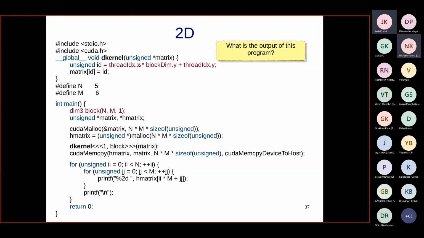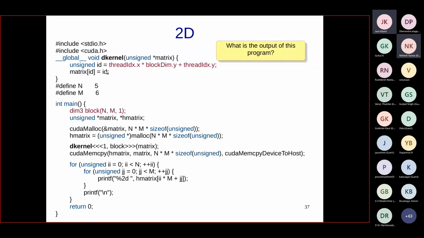First of all, you need to observe that blockDim.y is always constant, no matter whichever thread invokes it. blockDim.y will always be 6, because the block dimension in the y direction is 6. Depending upon the thread, threadIdx.x and threadIdx.y can vary. For the first thread, which has threadIdx.x as 0 and threadIdx.y as 0, the ID will be calculated as 0 into 6 plus 0, which is 0. So matrix of 0 will be initialized to 0.